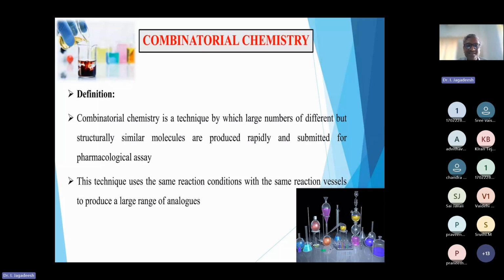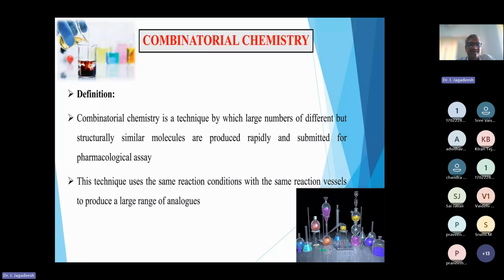So they are synthesized by high throughput combinatorial chemistry, then subjected to high throughput screening. This technique uses the same reaction conditions with the same reaction vessels to produce a large number of analogs. With this particular setup, you may get the question in your mind: when we have a mixture of a series of compounds which are structurally similar molecules, with different scaffolds, different series, then how do we select from that? Which series is going to work as a drug?